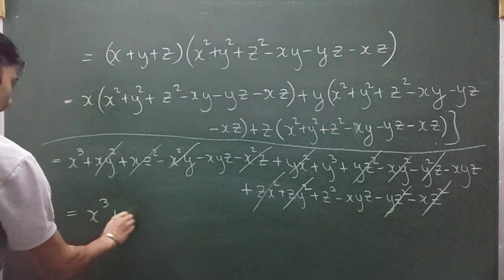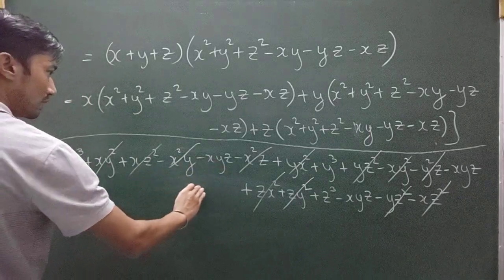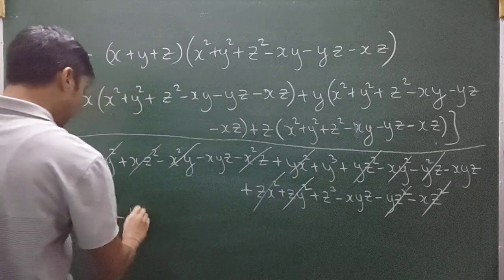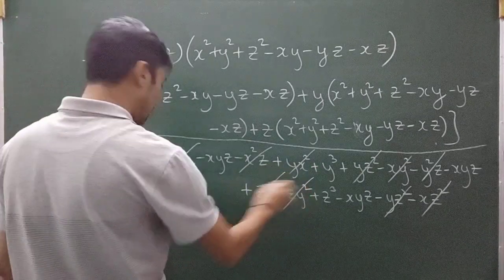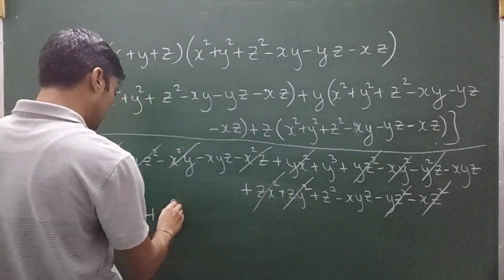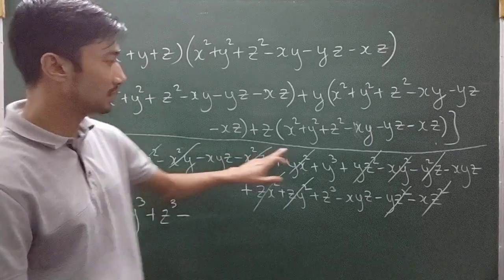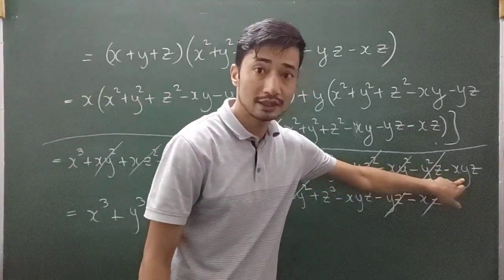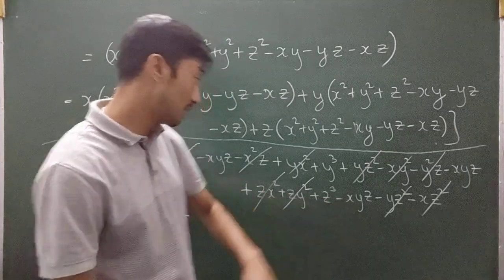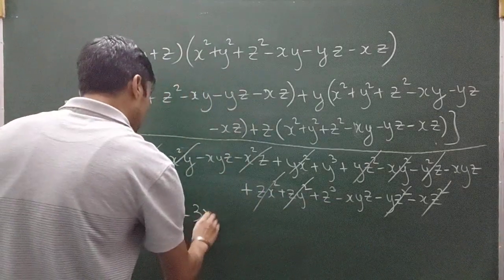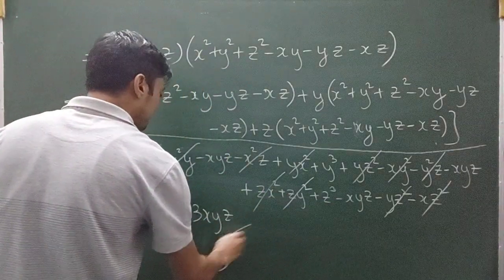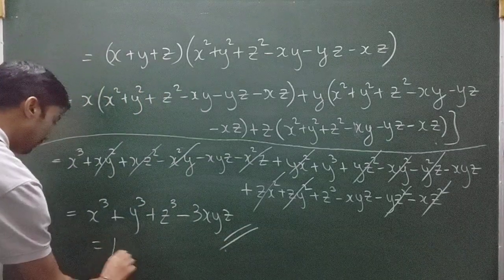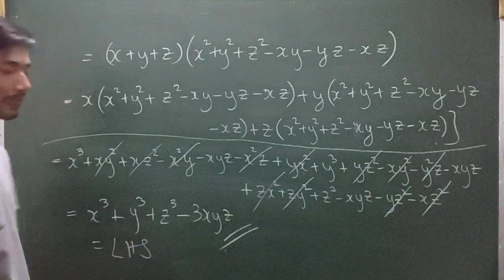So what is left with us here? We are left with x cube plus y cube plus z cube minus 3xyz, so that's 3xyz. This was the left hand side.